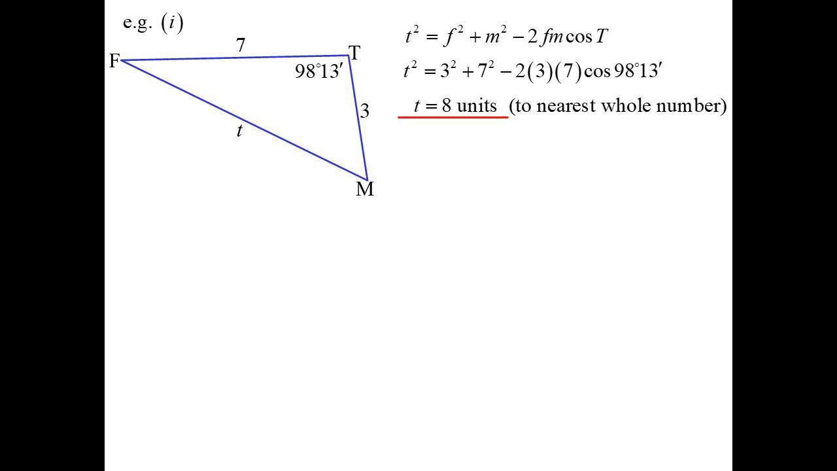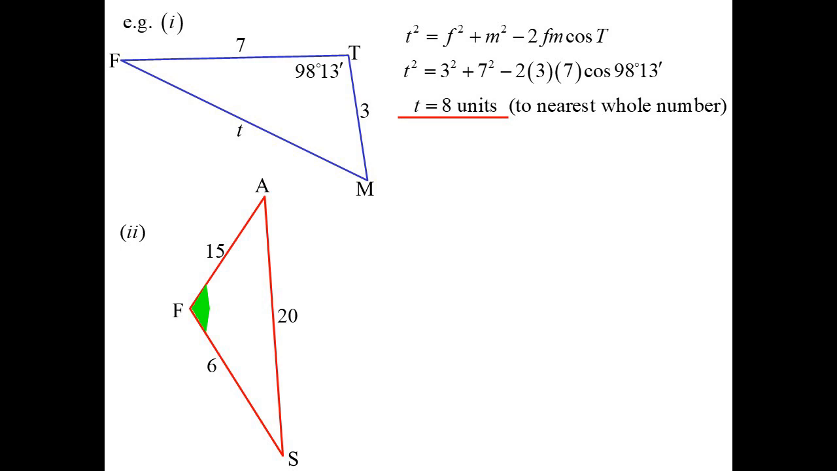For this one, it's t that I want to find. So t squared would be f squared plus m squared minus 2fm cos t. I've got two sides and the included angle, so this will work. Substitute in. Be very careful. Remember, you're finding t squared here, so you are going to have to find the square root of this answer. A common mistake is people just write the t squared down and forget to find the square root. So t, I've done it to the nearest whole number, again just matching the question, so 8 units it would be.